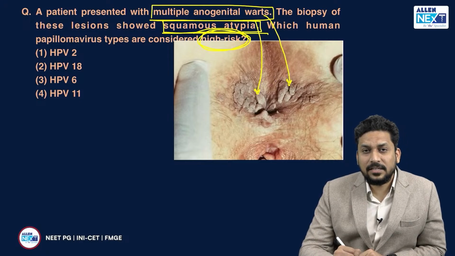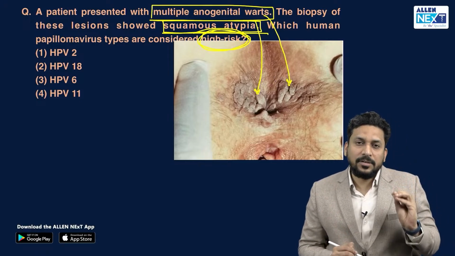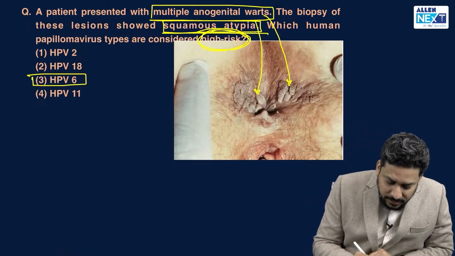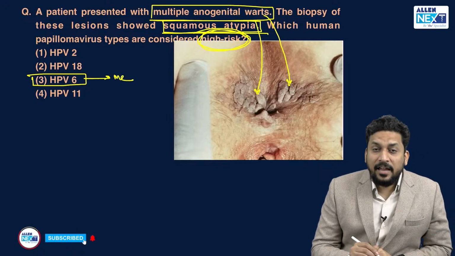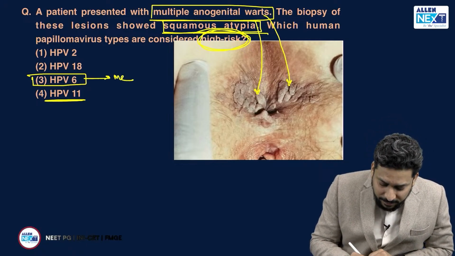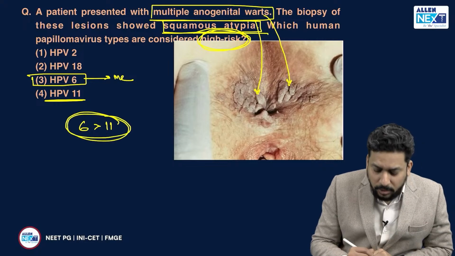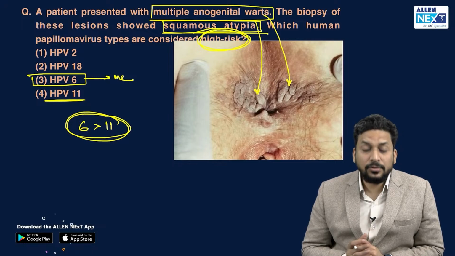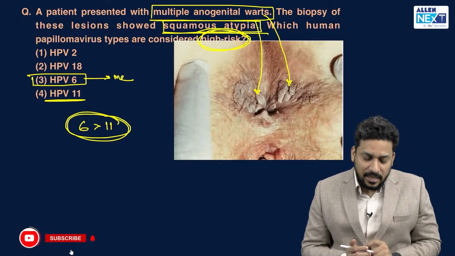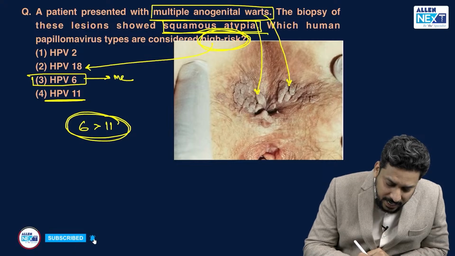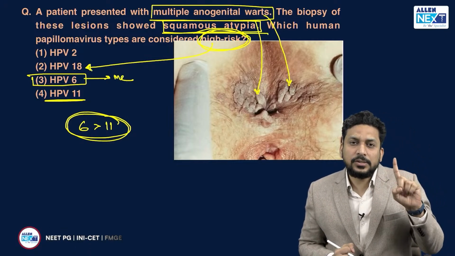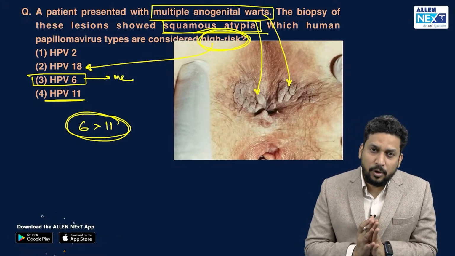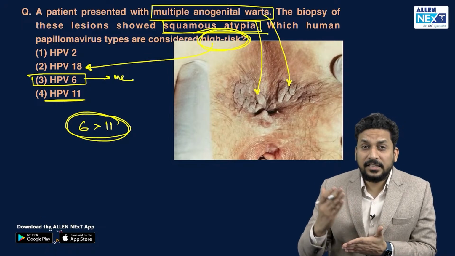You know that the most common cause of anogenital warts is HPV subtype 6. So 6 is the most common. If 6 is not there, we generally choose 11. So 6 more than 11, these are the common causative agents which cause anogenital warts, but the high risk is associated with HPV 18. So remember that there is not just one subtype which can cause anogenital warts. There are various other subtypes also which can cause, like 6, 11, 18, 31.